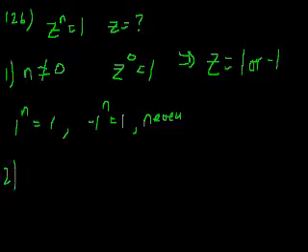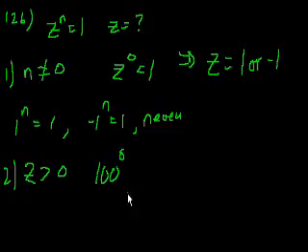Let's see what statement 2 tells us. Statement 2 tells us z is greater than 0. So that by itself is useless information, because if z is greater than 0 and n can be 0, right? We're assuming we don't have statement 1 yet. So z could be 100 to the 0th power, right? Z could be 100, and that equals 1. Z could be 99 to the 0th power, and that could be equal to 1.